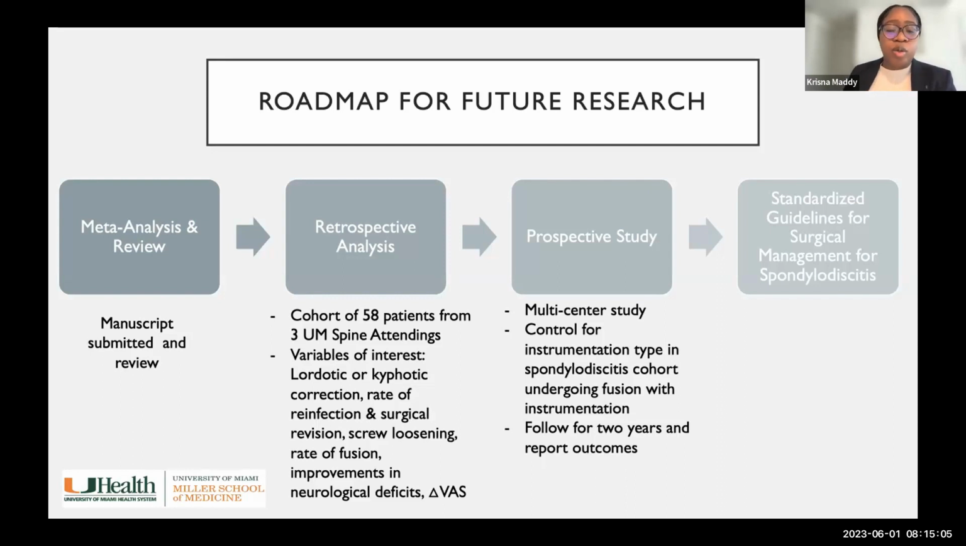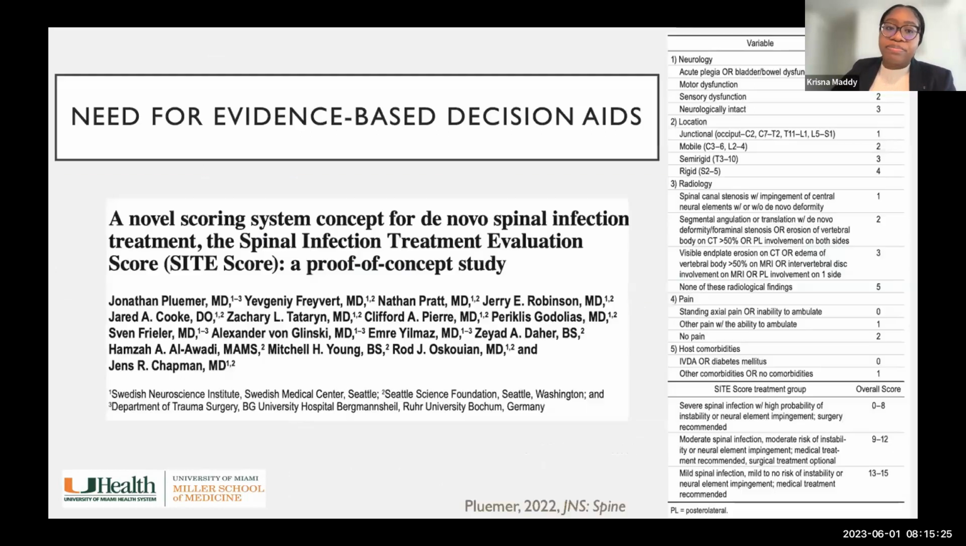And especially in vulnerable populations like our patient population here in Miami, this work is especially relevant to understanding what factors might be most important to consider, including instrumentation type as part of that algorithm, with the ultimate eventual goal of creating a standardized guideline for the surgical management of spondylodiscitis, which doesn't currently exist in the literature.